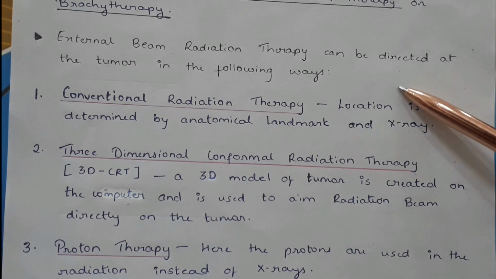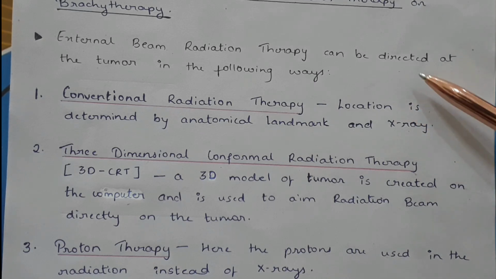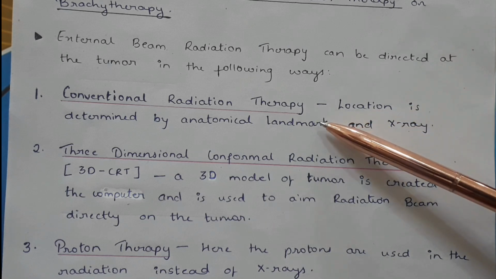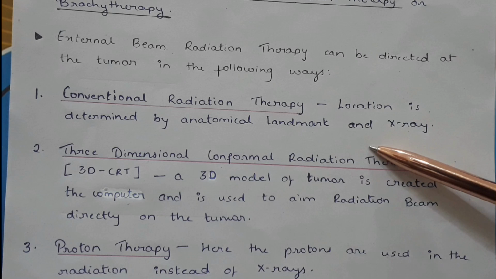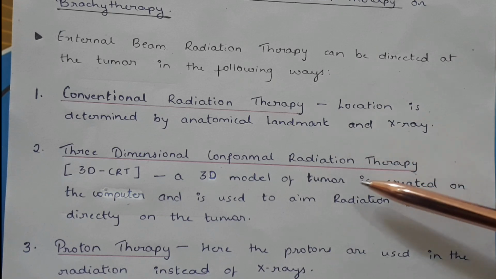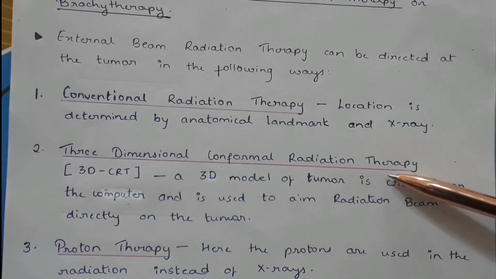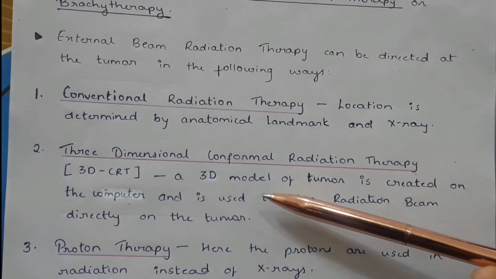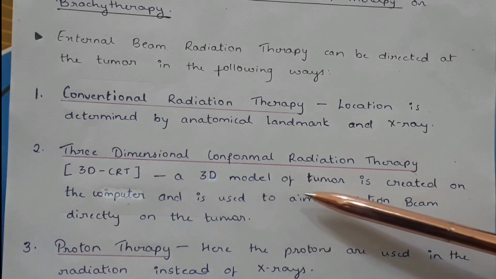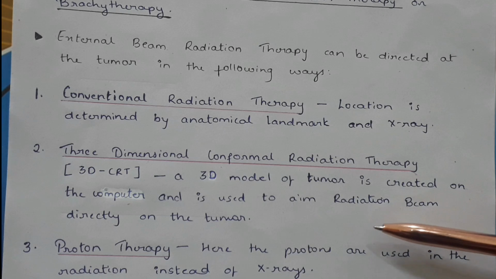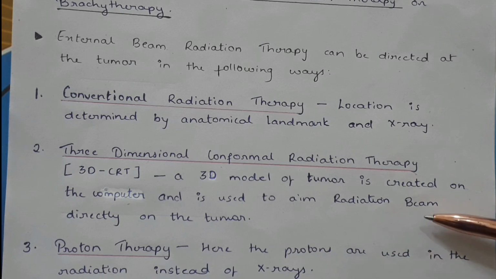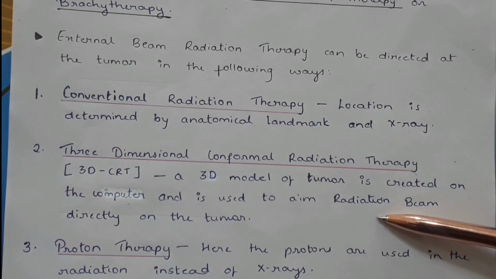External beam radiation therapy can be directed at the tumor in the following ways. Conventional radiation therapy, where the location is determined by anatomical landmark and X-ray. Three-dimensional conformal radiation therapy, that is 3D CRT. A 3D model of the tumor is created on the computer and is used to aim the radiation beam directly on the tumor.